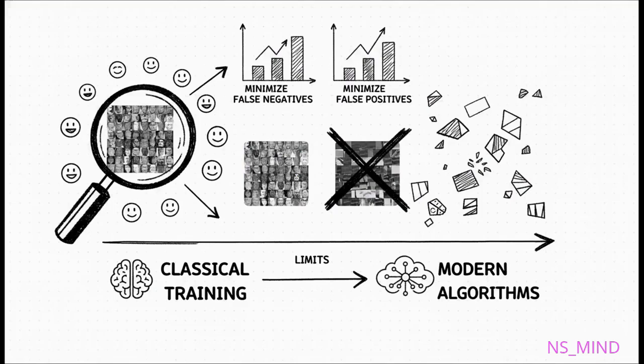On one side, we have the positive examples, these perfectly cropped 24 by 24 pixel grayscale images of human faces. And on the other side, the negative examples, just completely random non-face images. The Viola-Jones algorithm had to be painstakingly trained on thousands of these images just to minimize false negatives and false positives. But here's the catch. This classical approach definitely had its limits. It was strictly designed for full view, frontal, upright, and perfectly lit faces.